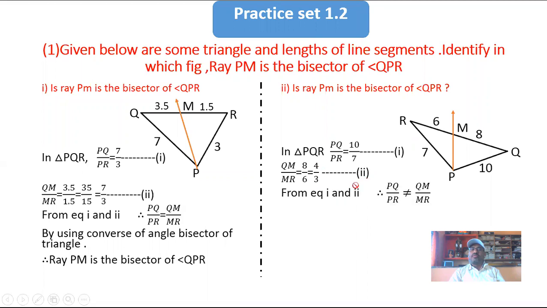From equations 1 and 2, the ratios are not the same. Therefore, PQ to PR is not equal to QM to MR. Therefore, ray PM is not the bisector of angle QPR.